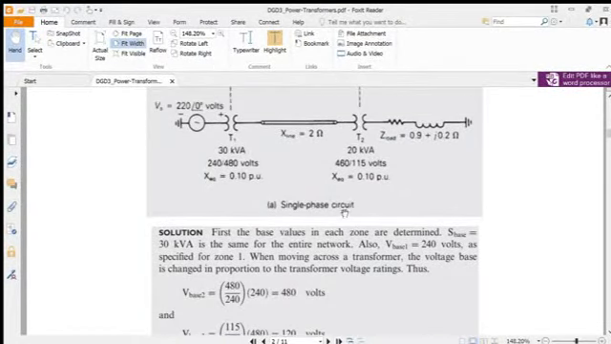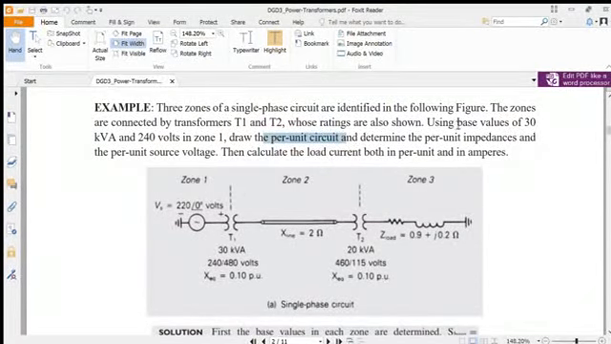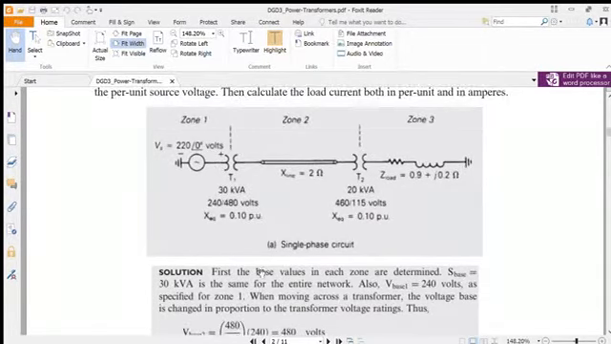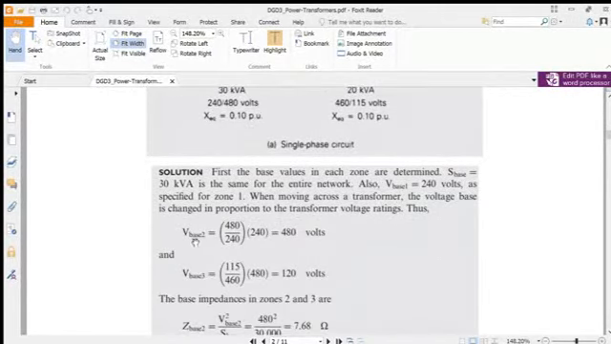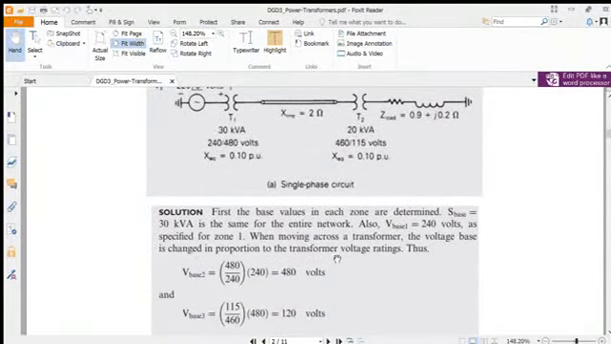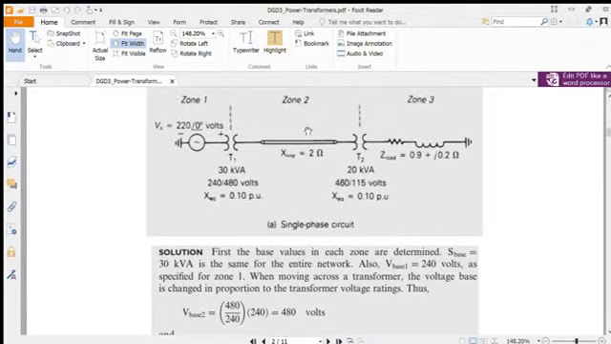Now let's start. Base 1 is already given in the problem. The base for zone 1 is 30 kVA and the base value of voltage is 240 volts. Now we have to determine the voltage in zone 2 as well as zone 3. In zone 2, when moving across the transformer, we are planning to find the base value in zone 2 here.